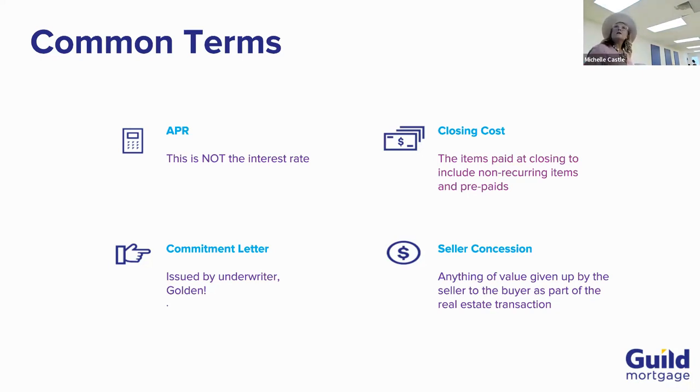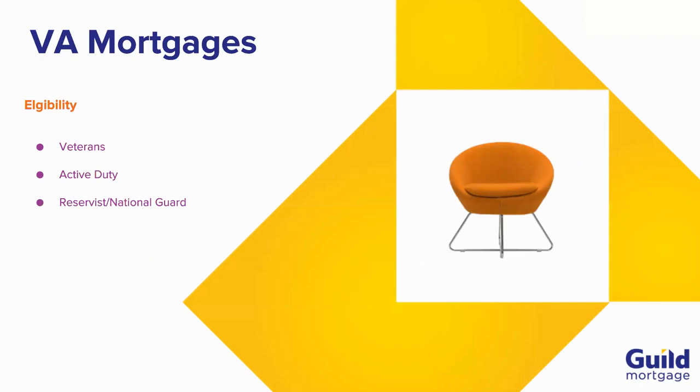Closing costs. The class that we're going to do right after this is going to address those closing costs, the non-recurring and the recurring closing costs, so that you guys can better understand those. And then seller concessions is anything of value, including the fridge that's getting left. Anything of value is considered a concession. And every loan program has its limit of how much concession you can give for a buyer to purchase property. All right, does anybody have any questions over those 4 terms?